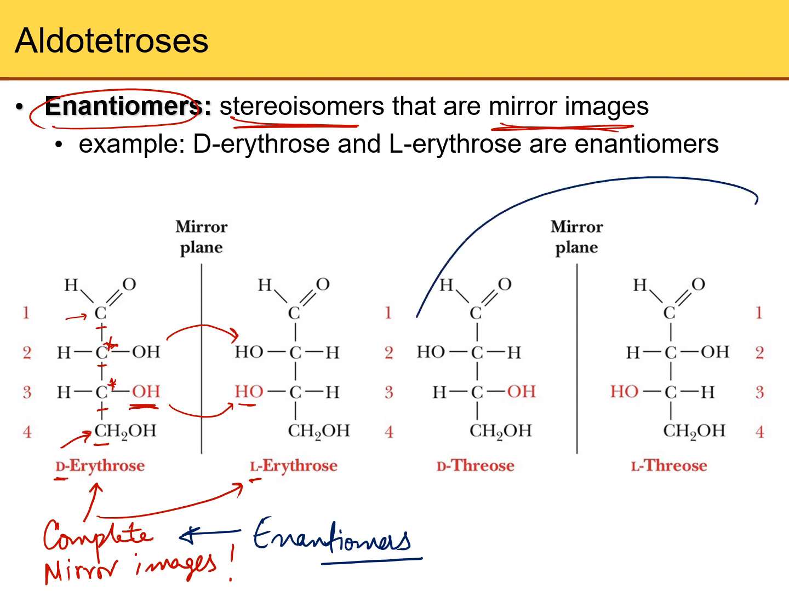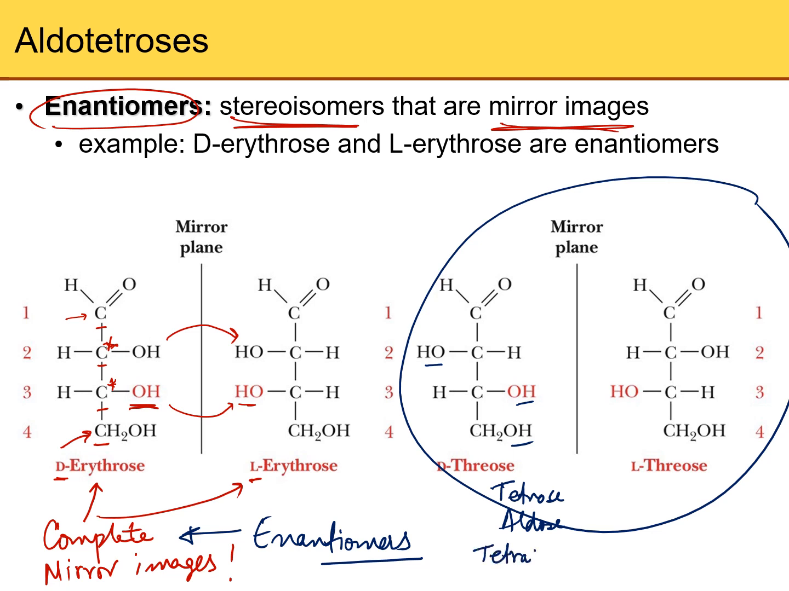But if you look at this one here, for example, you have 1, 2, 3, it's a polyhydroxy. This is an aldehyde group, and you have 1, 2, 3, 4 carbons. So it's a tetrose, and it's an aldose, and we combine them together. We call it a tetraaldose, and the proper name is D-threose.